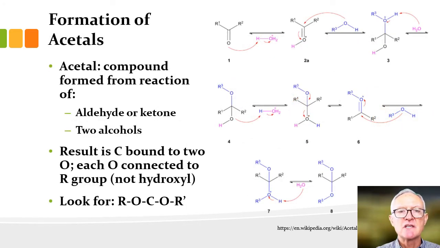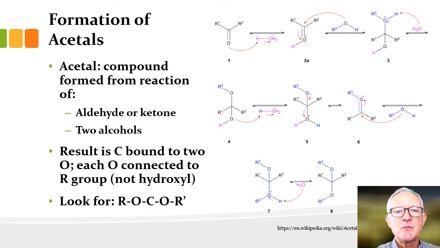We looked at the formation of hemiacetals and said that when the ring closes in glucose, for example, you form a hemiacetal. Acetals are similar in that they start with a reaction of an alcohol and an aldehyde, but acetals are actually the reaction of two alcohols with an aldehyde or a ketone. So, two alcohols reacting with a carbonyl group, either in the form of aldehyde or ketone.